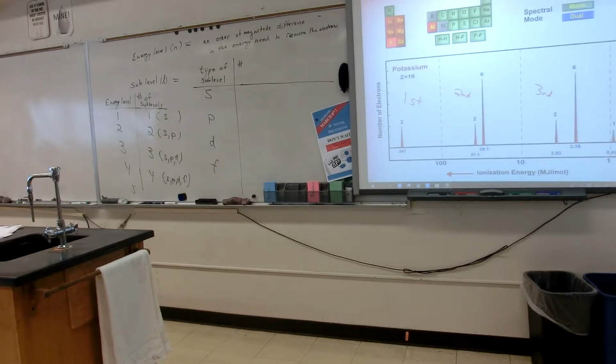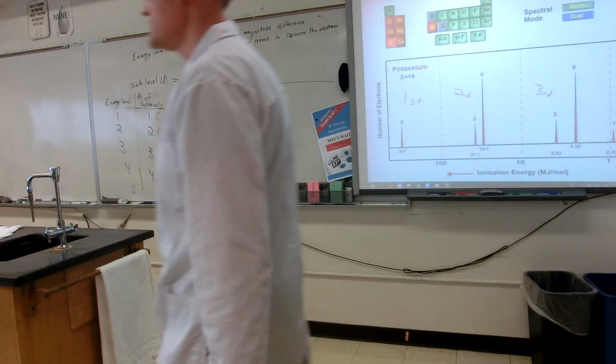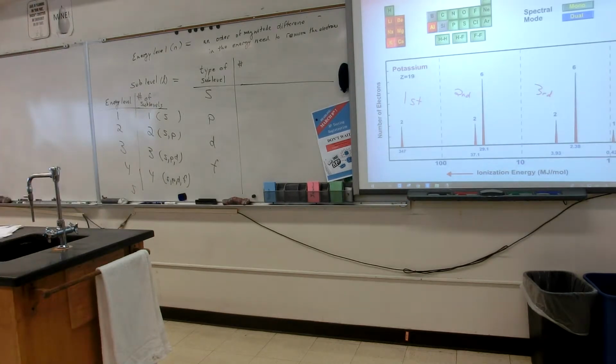If you're at energy level 3, that means you have 3 sublevels in total, with all the sublevels going in. So yes, you'd have 1 in the first energy level, you'd have 2 in the second, you'd have 3 in the third. So that means you'd have a total of 6 sublevels.